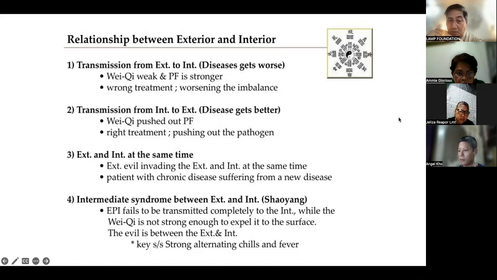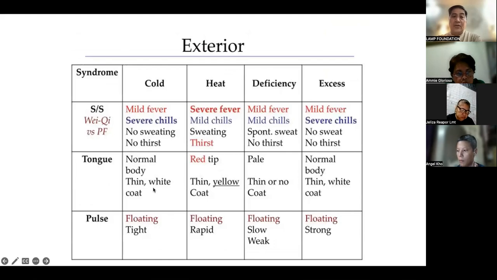So the key signs and symptoms: strong alternating chills and fever. Of course, this is better than, kasi pag pumasok na talaga, magkakaroon na ng convulsion, no? Mag-iinit na. Pati yung dila magiging super red na, magiging crimson red. And that is something that we do not want to happen. Okay, I hope we're clear. So tingnan nyo to.